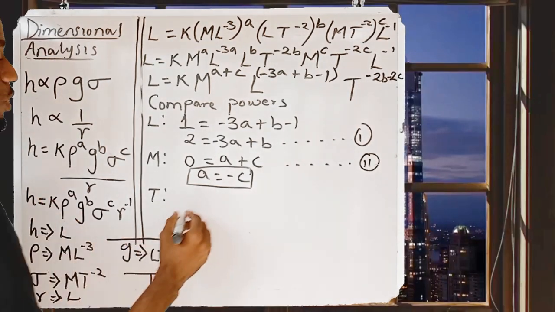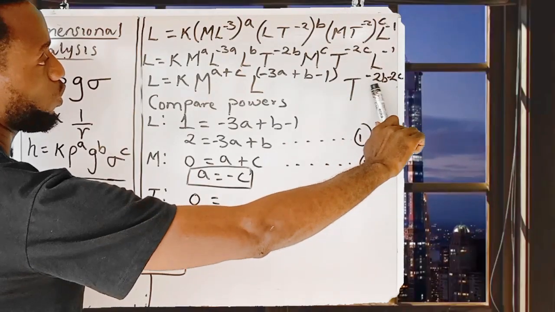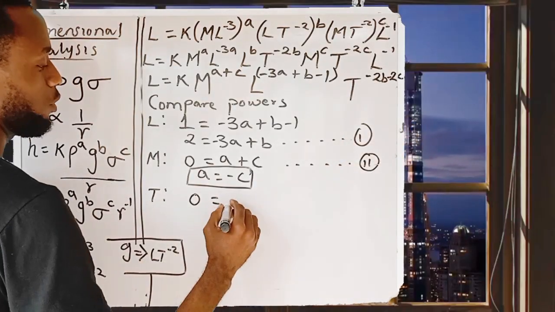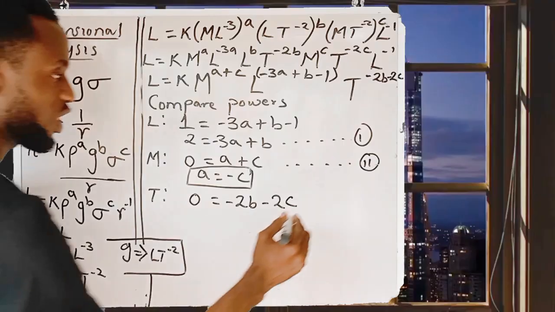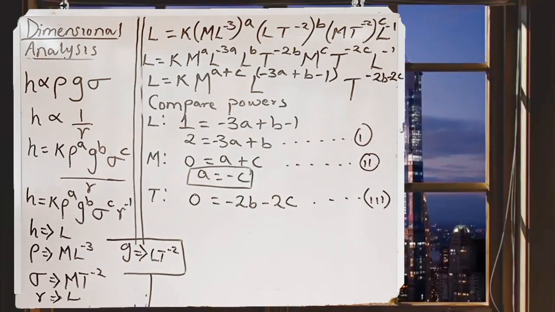So for the t, there is no t on the left, so that means 0 will be equal to the powers we have on the right. For t is minus 2b minus 2c. So this is our third equation. What do you do at this stage?